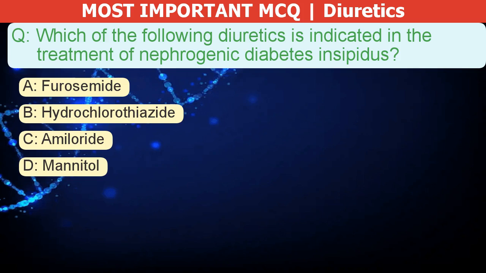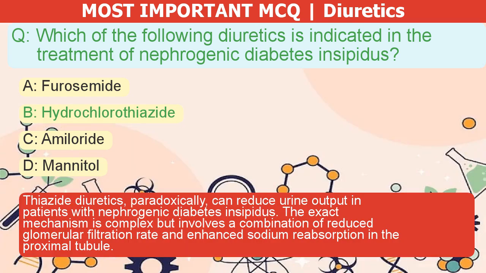Which of the following diuretics is indicated in the treatment of nephrogenic diabetes insipidus? A. Furosemide, B. Hydrochlorothiazide, C. Amiloride, D. Mannitol. The correct answer is B. Thiazide diuretics, paradoxically, can reduce urine output in patients with nephrogenic diabetes insipidus. The exact mechanism is complex but involves a combination of reduced glomerular filtration rate and enhanced sodium reabsorption in the proximal tubule.